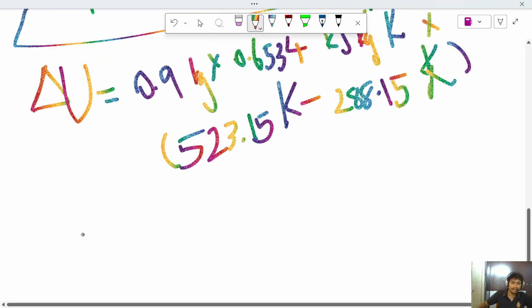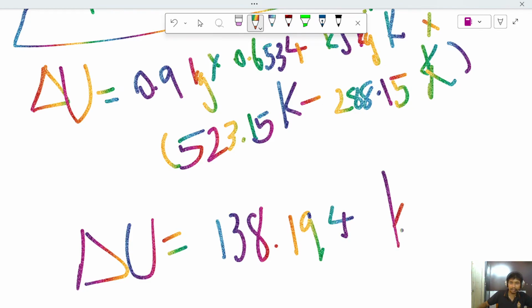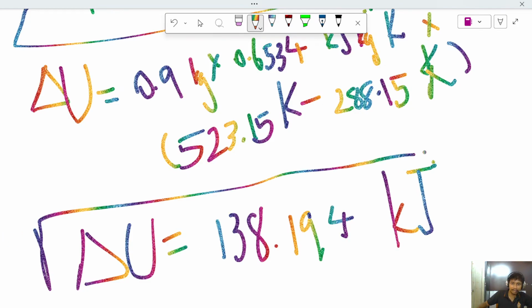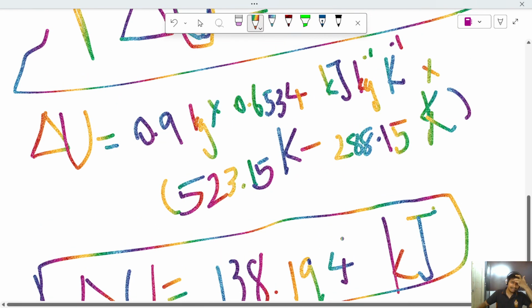Now if we find delta U, the final answer is 138.194 kilojoule. This is the answer of part B question. Delta U is equal to 138.194 kilojoule. Kilogram and kilogram minus 1 cancel.